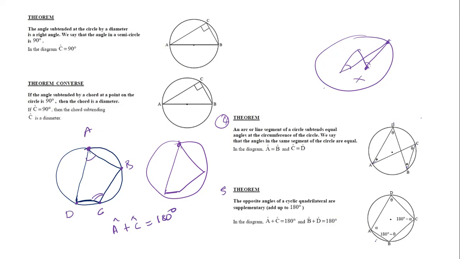Angle A and angle C, they are opposite. They are facing each other. That's why we can just add them to 180 degrees, only if this is a cyclic quad. This is true only if A, B, C, D is a cyclic quadrilateral.